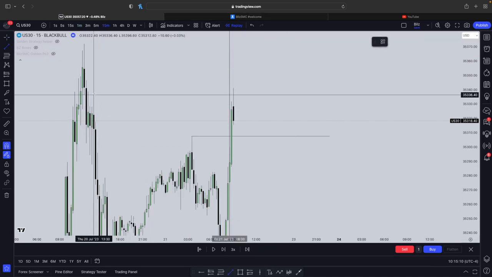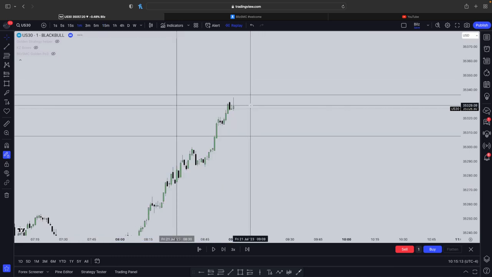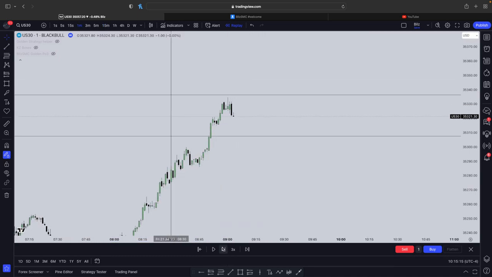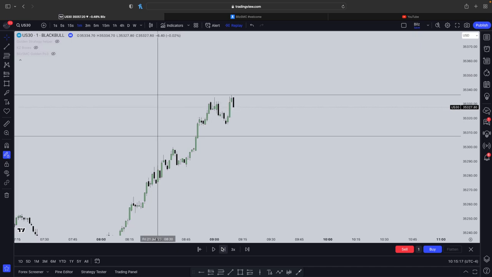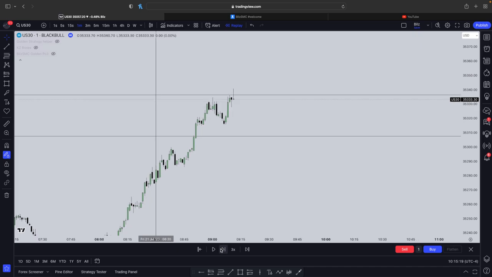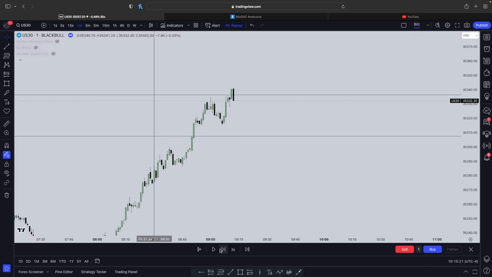So now the other liquidity point is right over here. And then as you can see, this liquidity point, let's wait for that to be taken out. Same exact thing. You're going to use the same exact process. There you go, it got taken out. Now let's wait for the first bearish engulfment candle. And there you go, as you can see, this black candle engulfs the green candle right over there.